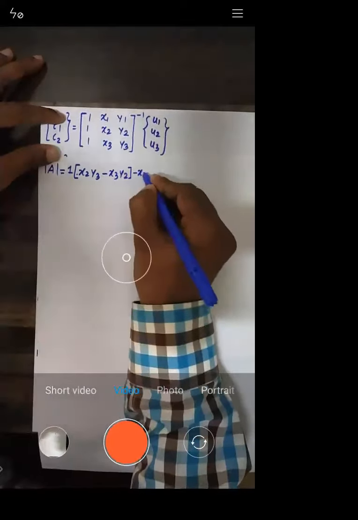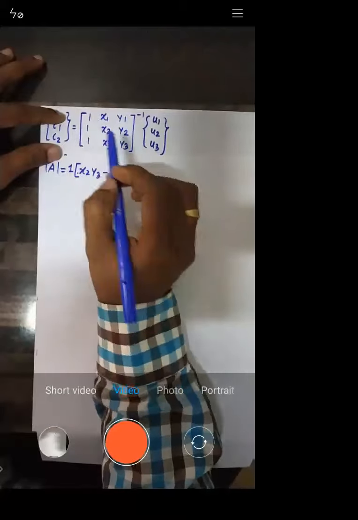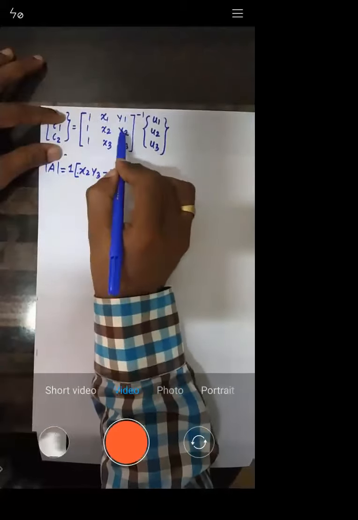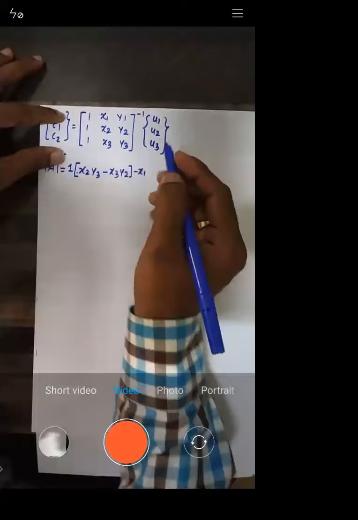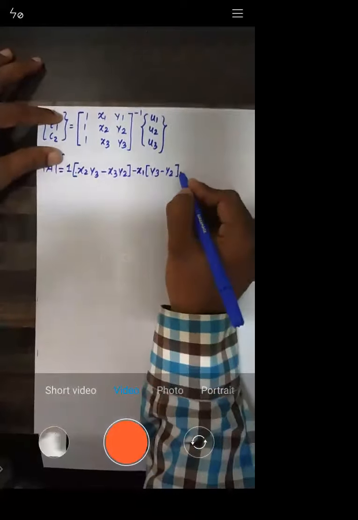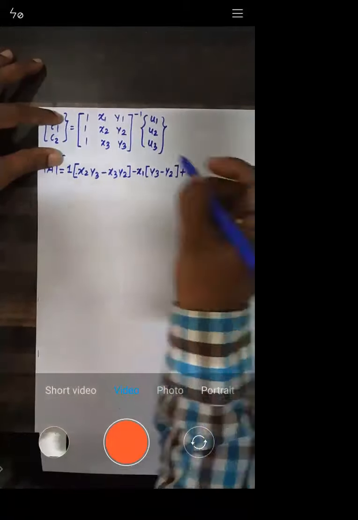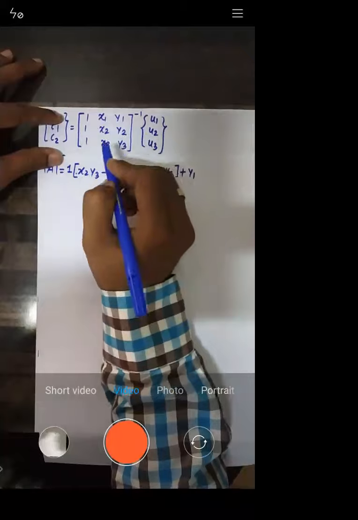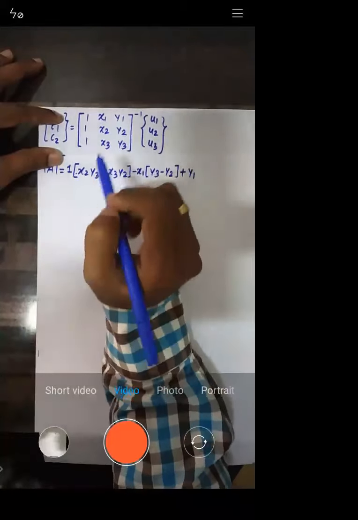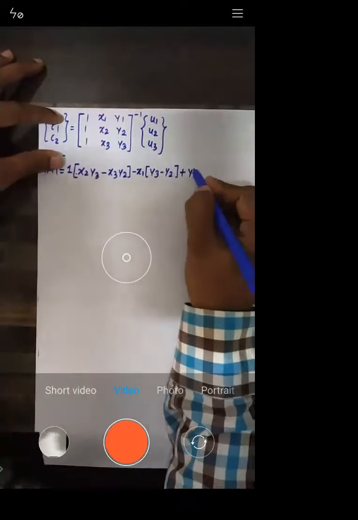See, this is minus x1. This row and this column get cancelled, so it is y3 minus y2. Next, plus this y1. For y1, this row and this column get cancelled, giving x3 minus x2.